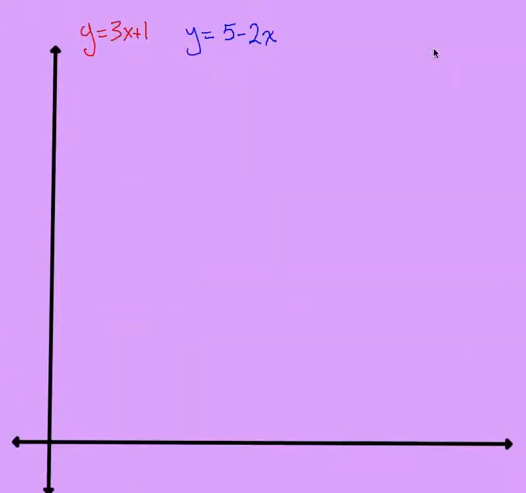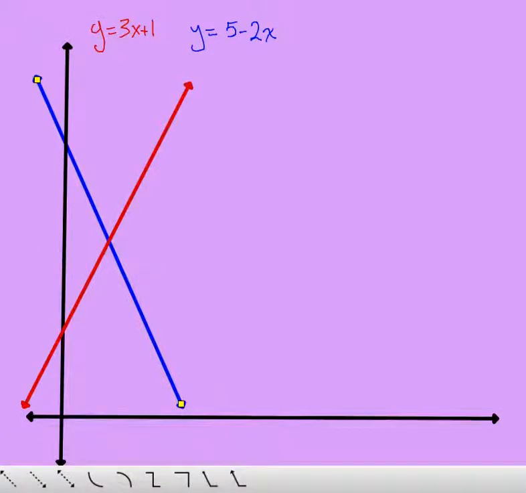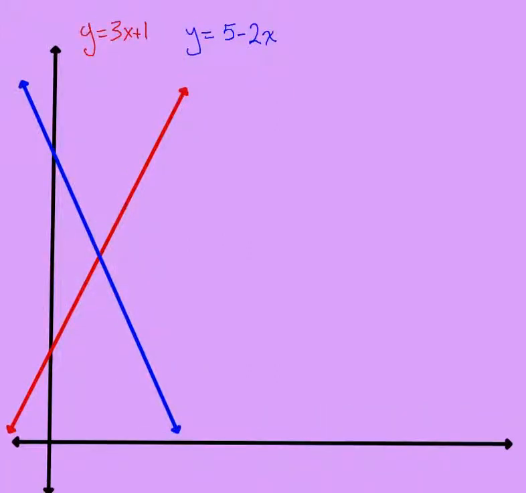So this is the example out of the book, example 2 on page 377, and we're looking at these two lines. y is equal to 3x plus 1, y is equal to 5 minus 2x. So if we graph the two of them, that was pretty quick, huh? They might look something like this. And what we're interested in is we're looking for the angle between them.